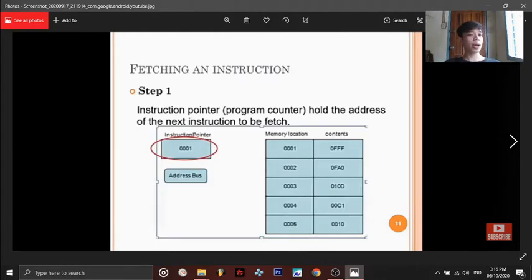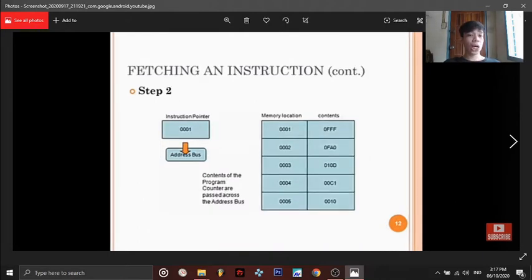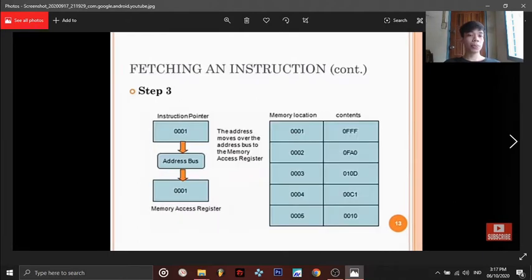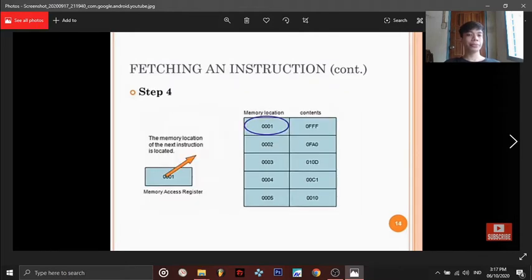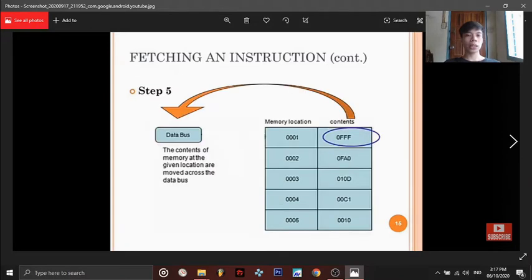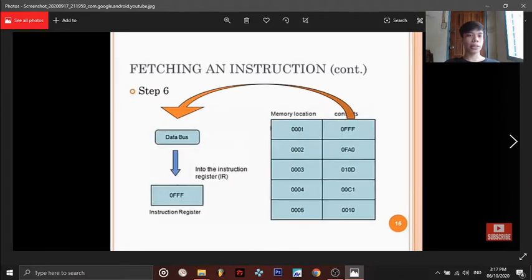Fetching an instruction. Step 1. Instruction pointer, program counter. Hold the address of the next instruction to be fetched. And step 2, step 3, step 4, and step 5. And step 6.